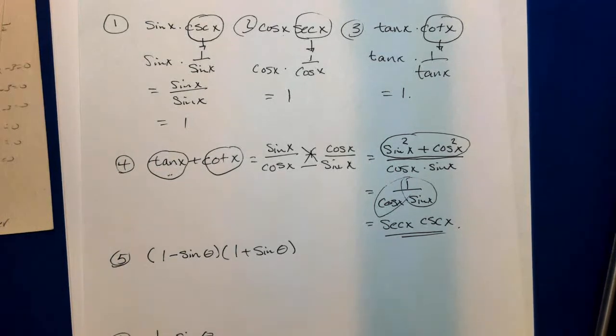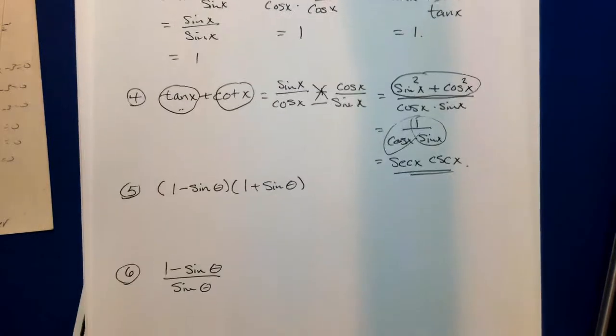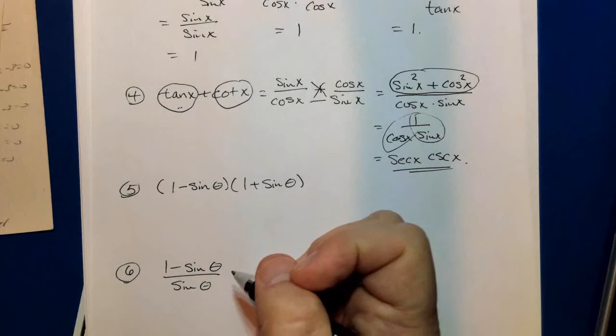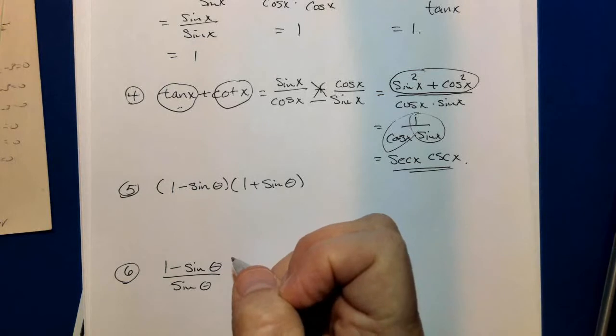Okay, so let's go on to the next example, number 5. FOIL problem. We can FOIL these things. We can divide these things. I don't like FOIL, of course. We'll just distribute, but whatever.